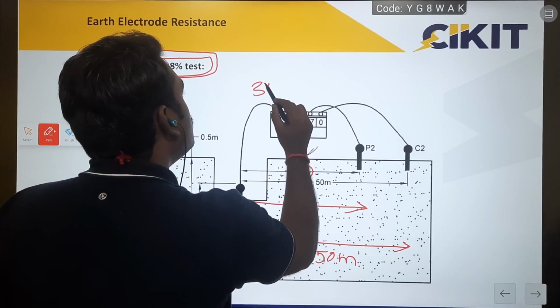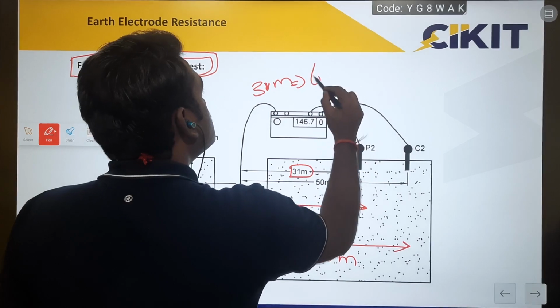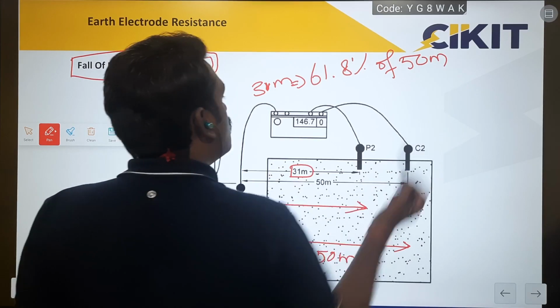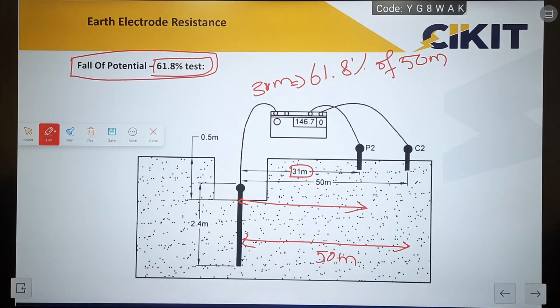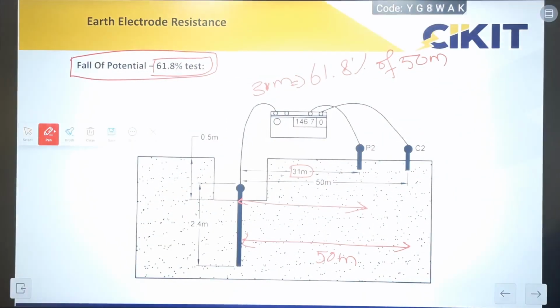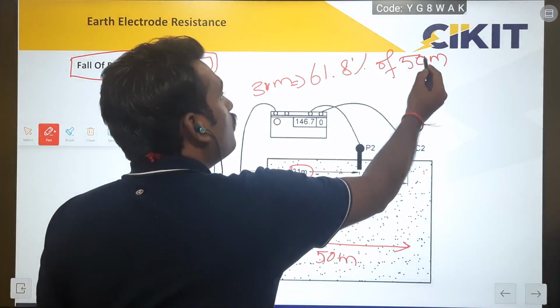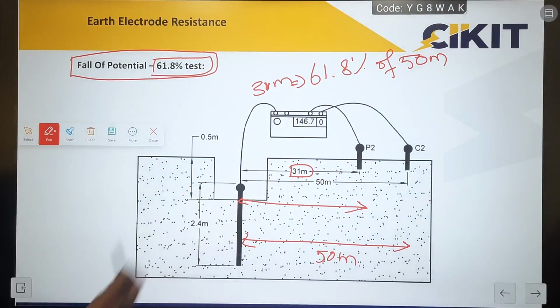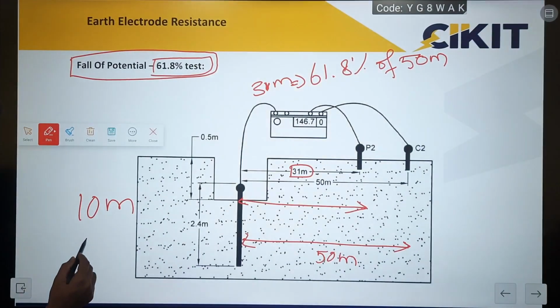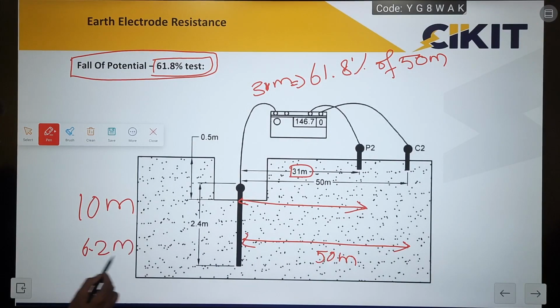So this 31 meters is nothing but 61.8% of 50 meters. So I will be placing this potential earth electrode at a spacing of 61.8% of the second earth electrode, the second spike. In this case, we will be considering 50 meters, but normally we don't have this 50 meter spacing at all. For example, if I am placing this secondary spike at a distance of 10 meters, then the potential spike should be at a distance of 6.2 meters. So that is the ratio.